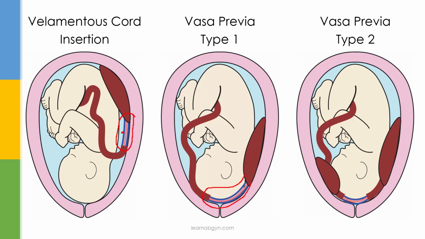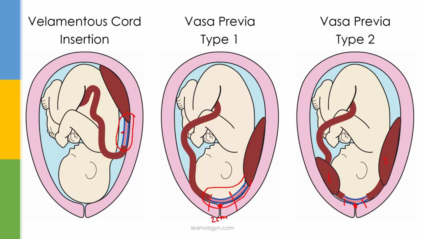In the middle, we see a Vasa previa type 1. We have another Velamentous cord insertion, but the main difference here is that the unprotected vessels are within 2 centimeters of the internal cervical os. And on the right, we have a Vasa previa type 2, where again, there's unprotected vessels within 2 centimeters of the internal cervical os. But what differentiates this from the middle picture is that these vessels are connecting one placenta to a second placenta.